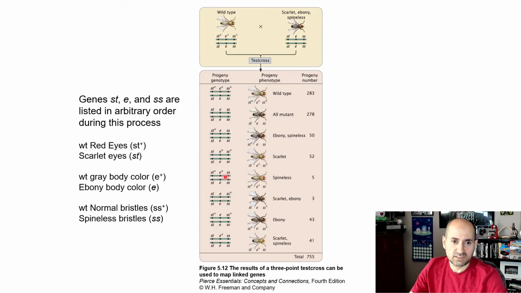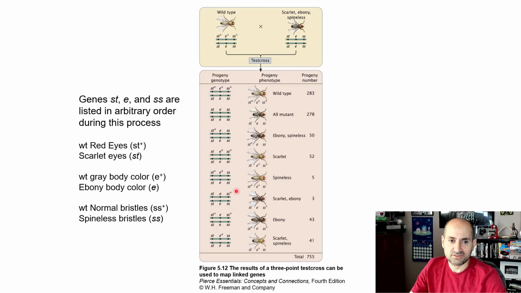So it's something about this SS or SS plus allele. Look, it swaps over, it recombines very infrequently. Well, perhaps, what would you say? Perhaps that's our culprit. Perhaps that's our middle allele. And you'd be right. So to figure out what's the middle allele, you figure out what is the least common progeny and what recombination event does that align with.